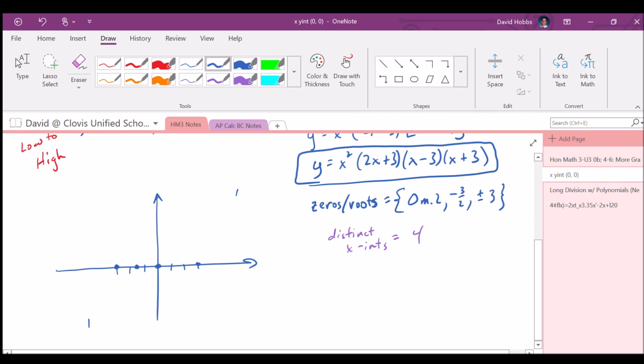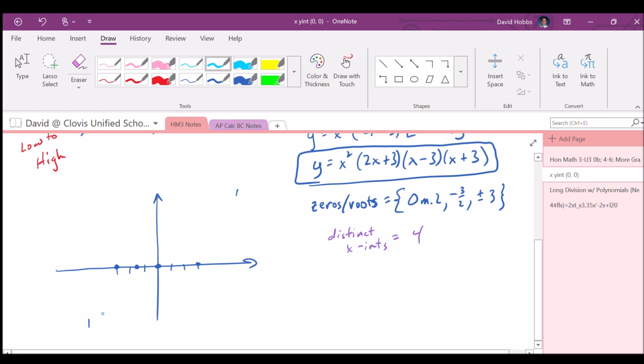Remember, even multiplicities bounce, so bounces at 0. All the others go through. Odd multiplicities go through, even multiplicities bounce. So the only one that bounces is at x equals 0. So if I start low, it goes through, and then bounces at 0, and then finishes high because it goes through that last one. Okay, I think I'm ready to go ahead and do my sketch now.